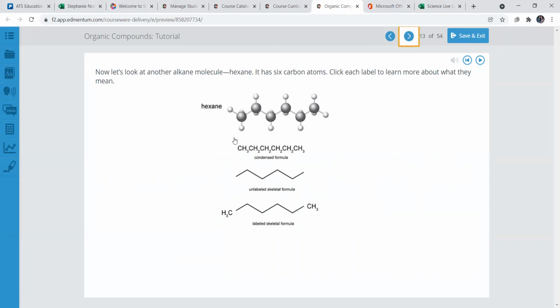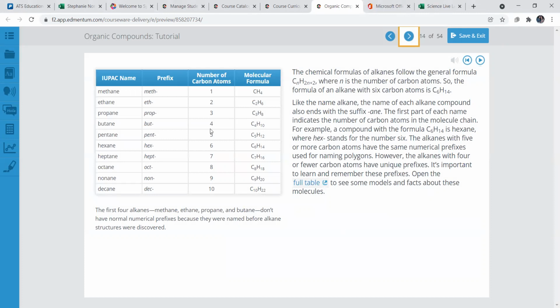Another example, here's the structure set up. So the hexane, here it is. And then here's what it looks like just drawn out. And then here is the skeletal formula and the labeled formula, kind of like what it looks like. Okay, so here it is: methane, ethane, propane, and then all down the line, here are the examples of the number of carbon atoms in it. Here's the prefix for these.